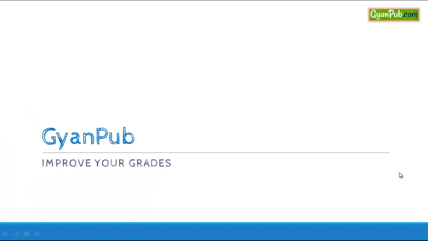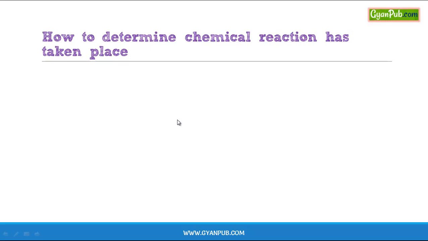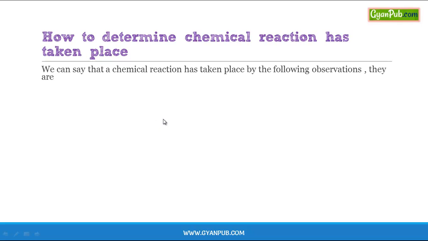In this session, we are going to learn how to determine whether a chemical reaction has taken place or not. We observe many chemical changes and many chemical reactions taking place in our life. But how can you determine whether a chemical reaction has taken place or not? There are some changes by which we can conclude that a chemical reaction has taken place.